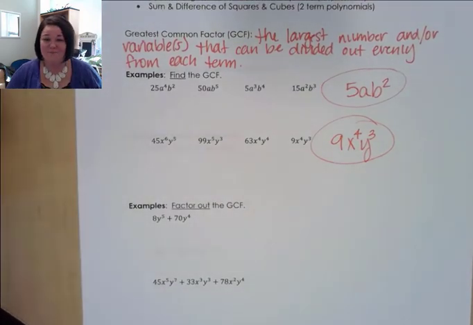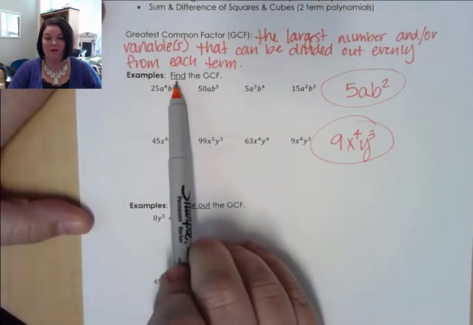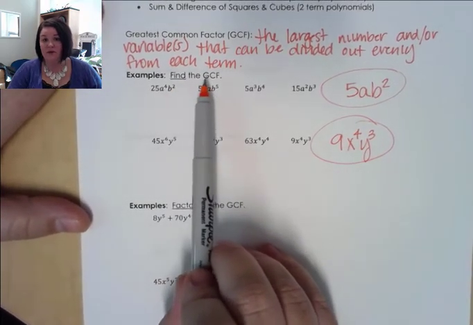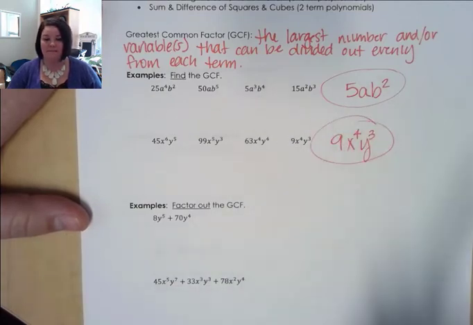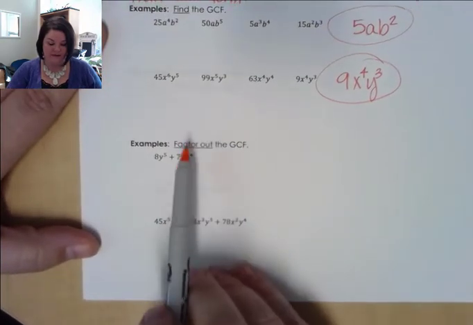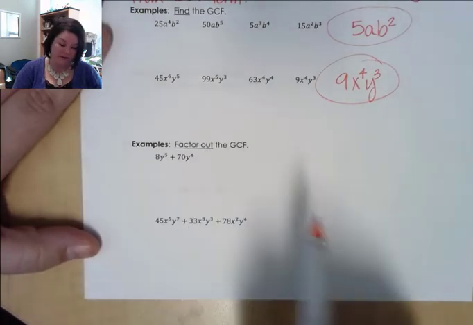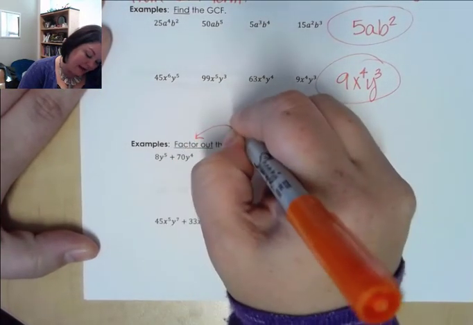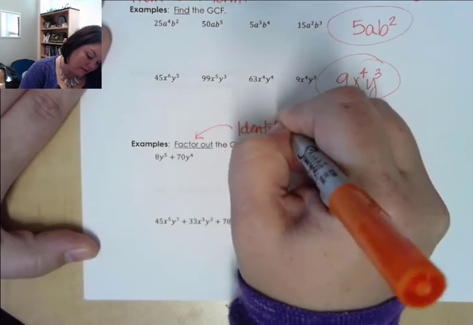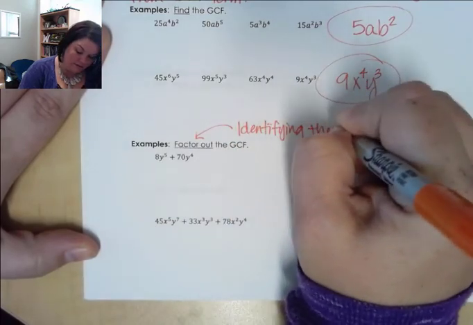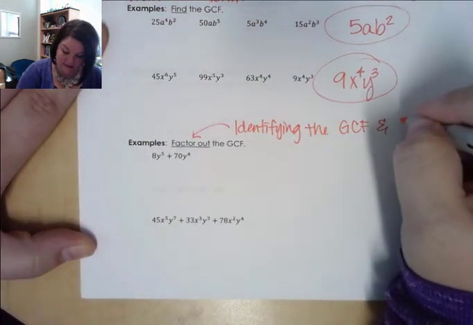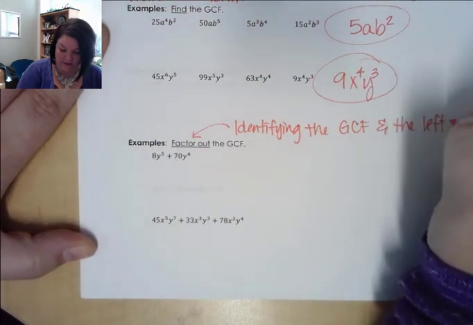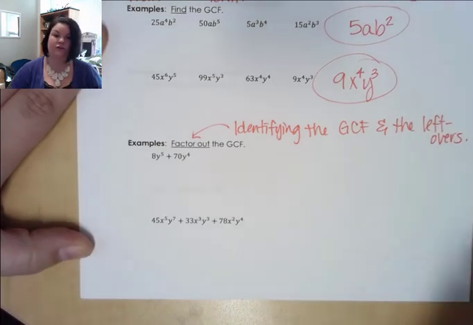Okay, so that's just identifying the greatest common factor. So if you see the words find the GCF or the greatest common factor, this is all you're doing. You're just stating what it is. Now if you see the words factor out the greatest common factor, this means you're identifying the GCF, or the greatest common factor, and the leftovers. And I'll show you what that looks like.